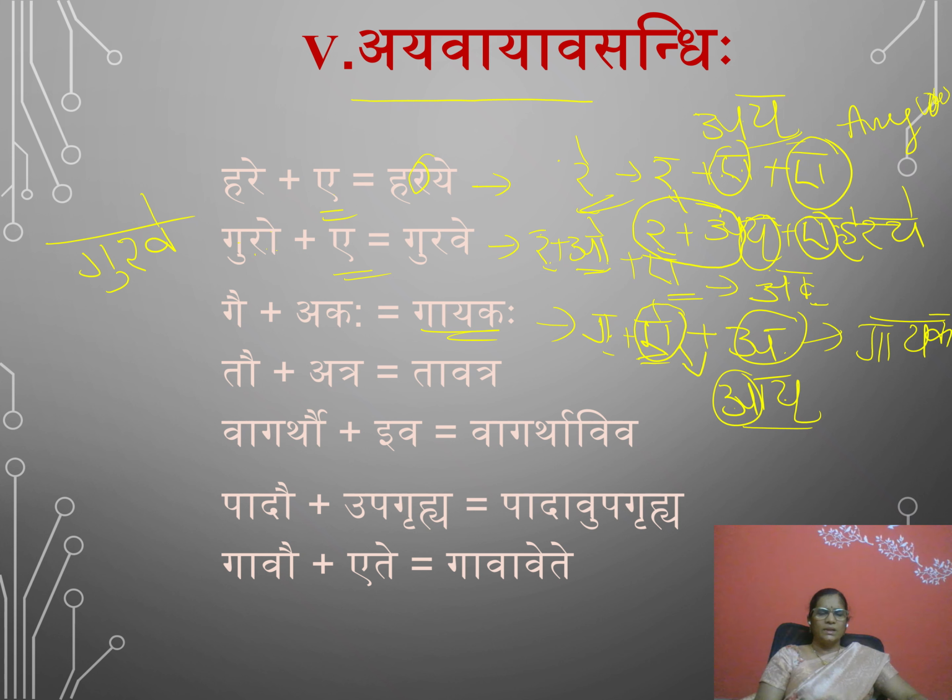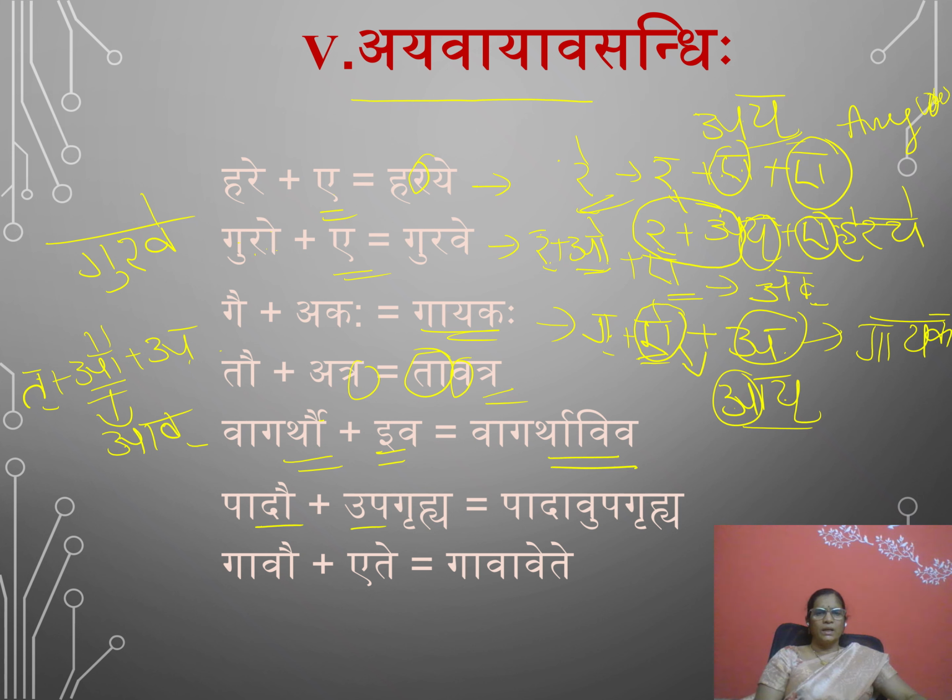Next, tau plus atra. Tau, the word ended with tu plus au. Atra started with a. Then if the word ends with au, in the place of au, av we will get according to Ayadi Sandhi. Then tu plus a, ta. Vu plus a, va. The last tra is remaining the same only. Understood? Next, vagardhau iva. Again here it ended with au. Iva started with vowel e.